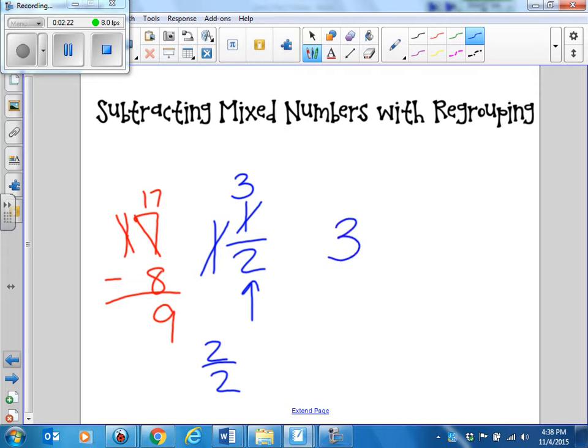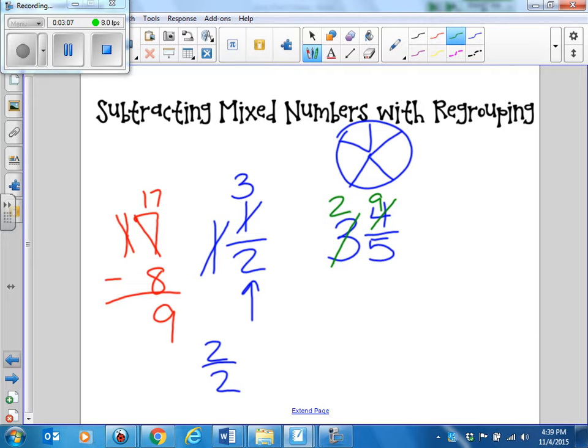If I have 3 and 4/5 in this problem, what is my whole? Well, I have to have 5 pieces to make up a whole. To demonstrate that for you, if I have a pizza that's cut into 5 pieces, I have a whole pizza as long as I have all 5 pieces. So I'm going to cross out the 3 here. I'm going to make it a 2 because I need to borrow a whole. In this case, my whole is 5 pieces, so I'm going to give my numerator 5 pieces. So my numerator is now a 9.